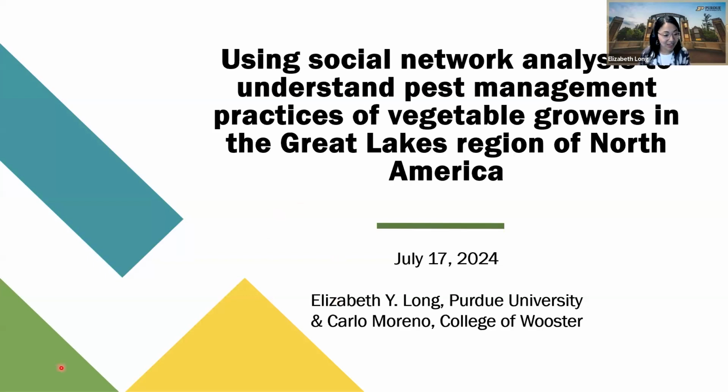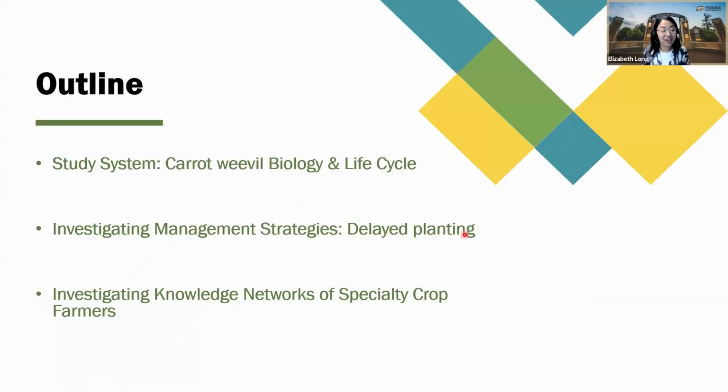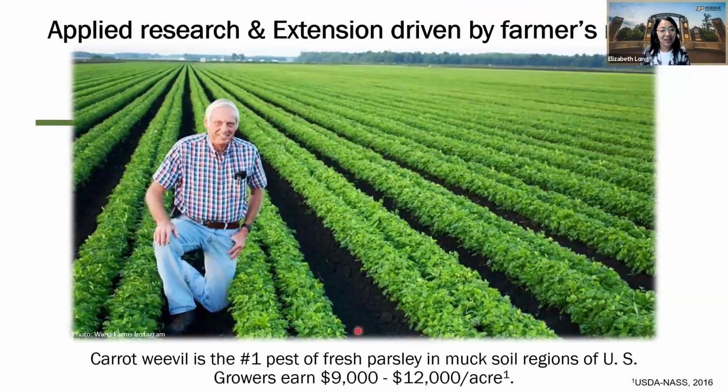Just wanted to provide a brief outline. I'm going to start us off with the study system and our focal pest, in this case, the carrot weevil. I'll very briefly walk you through the biology and life cycle and why that matters. Then we'll talk about investigating management strategies, one of the primary objectives of our proposal, particularly focused on delayed planting as a strategy to manage this pest. And then for this third point, I will turn it over to Dr. Moreno so he can tell you what we've learned in terms of investigating the knowledge networks of specialty crop farmers.